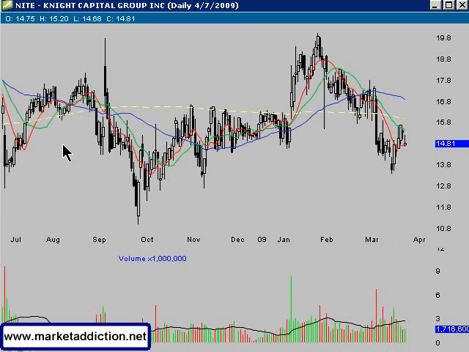Another one I'm looking at is NITE. This is also called on the short side. We have a declining 50-day moving average. The 50-day is above the 20-day, which is above the 10-day. So they're all stacked nicely to the downside.